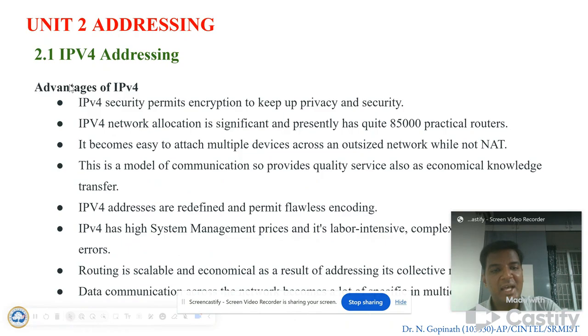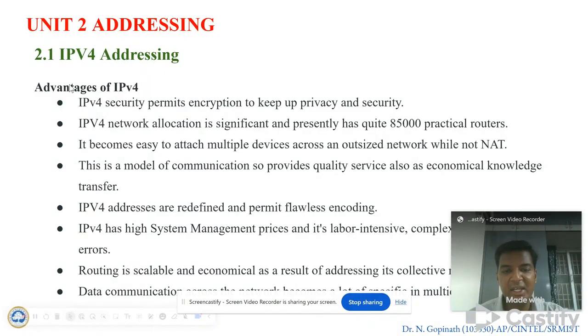The following are the advantages of IPv4. IPv4 security permits encryption to keep up privacy and security. IPv4 network allocation is significant and presently has quite 85,000 practical routers. It becomes easy to attach multiple devices across an outside network without NAT. This is a model of communication, so it provides quality service as well as economical data transfer.